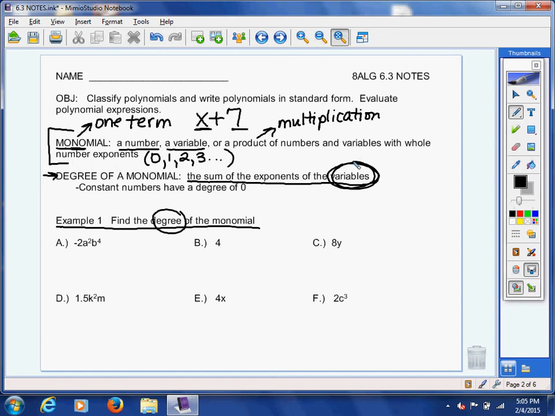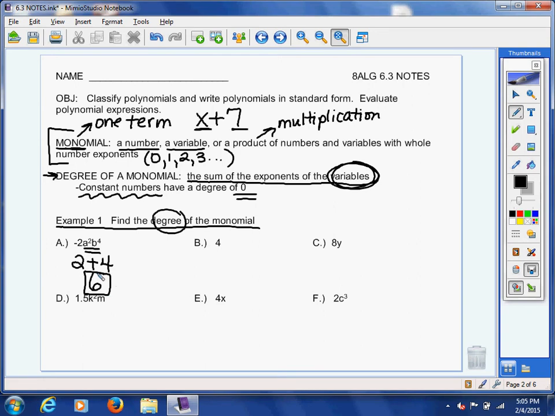Now, here's a little hint. Constant numbers, now remember, constant numbers are numbers that don't have variables, so they're just plain old numbers. Constant numbers always have a degree of 0. All right, so let's go down here to letter A. Here's our monomial, negative 2a squared b to the 4th. To find the degree, focus in only on the variables. Well, what's the exponent on a? 2. What's the exponent on b? 4. Add those up. The degree is 6.